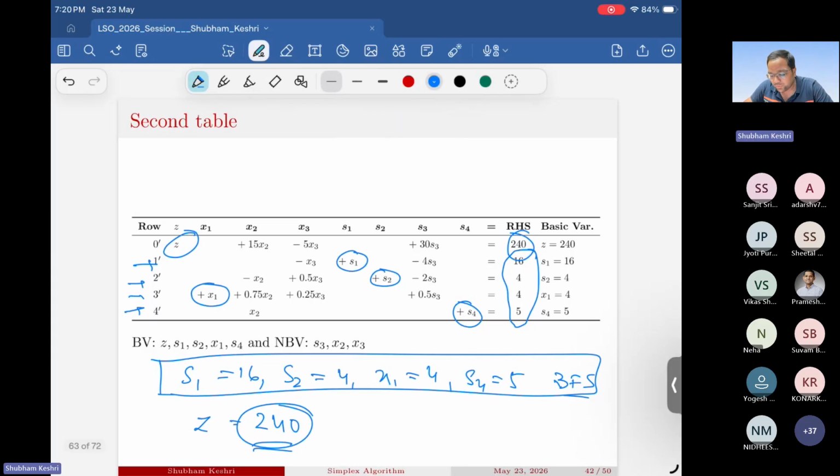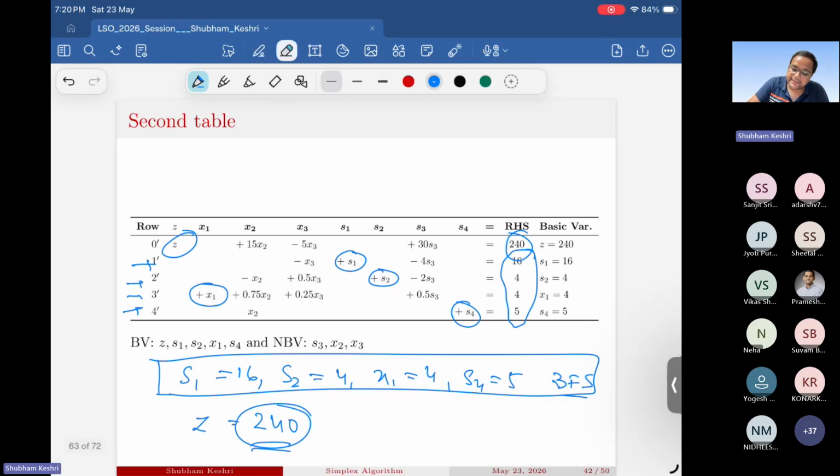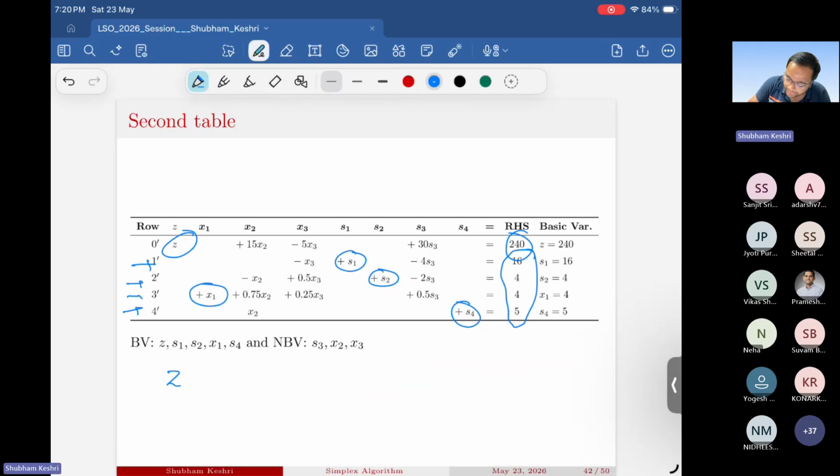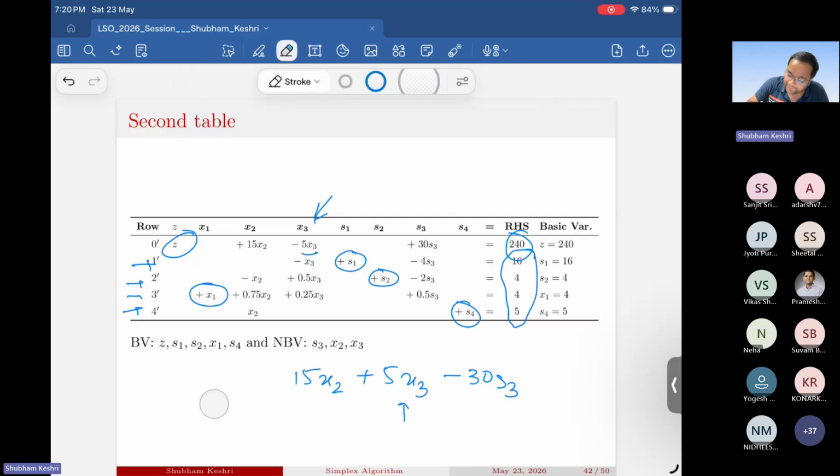So we have table 2. Now we will again see if this is optimal. We will write the row 0 again. Z equals 240 minus 115 x2 plus 5 x3 minus 30 s3. You see, if you increase x3, the objective function value will increase again. Therefore, x3 will be the entering variable now. And then we have identified the entering variable.